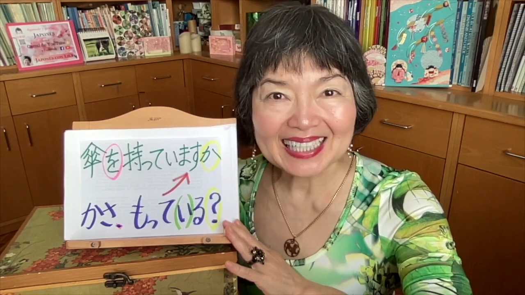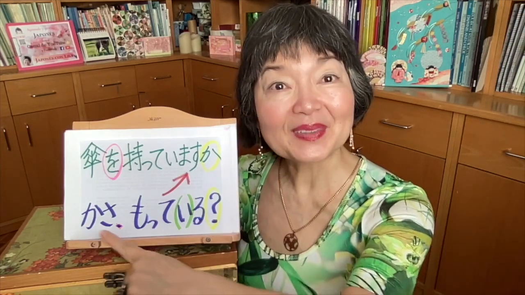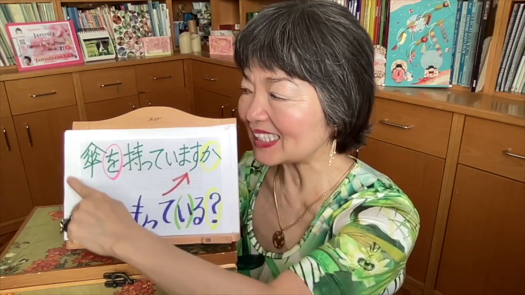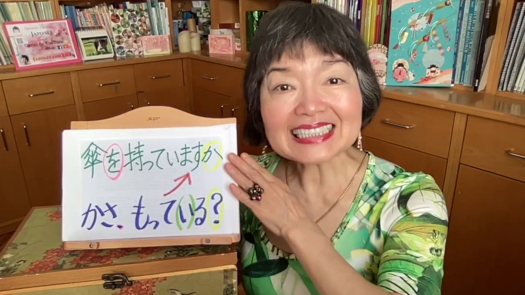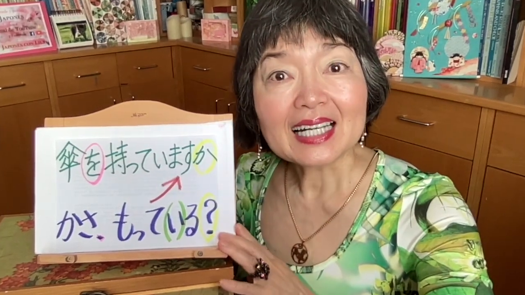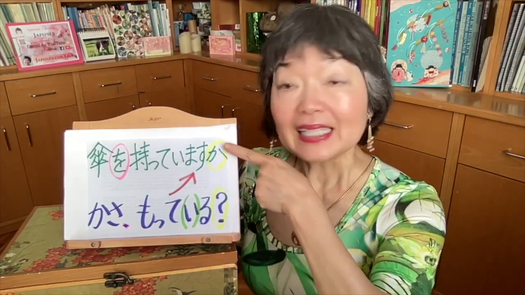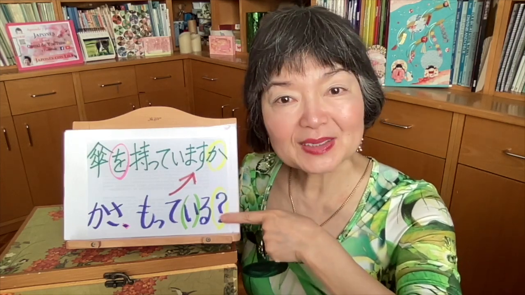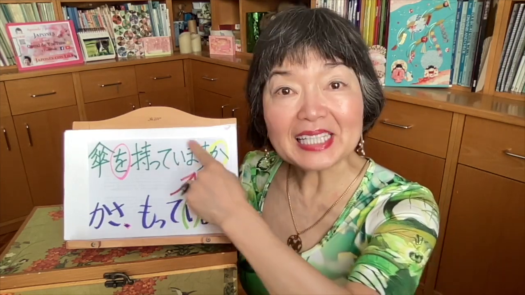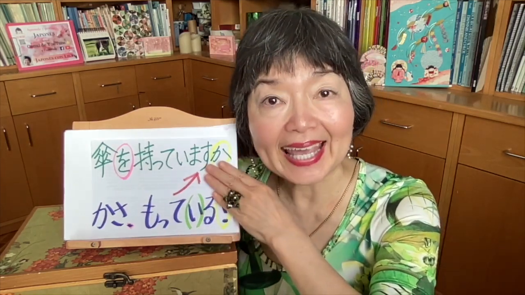Vocabulary, umbrella. We say 傘。This is kanji. So the sentence, do you have an umbrella? 丁寧形。傘を持っていますか？普通形。傘持ってる？This sentence sounds so quick, right? Here, か you change to a question mark. So, 持ってる？But 持っています means to have.